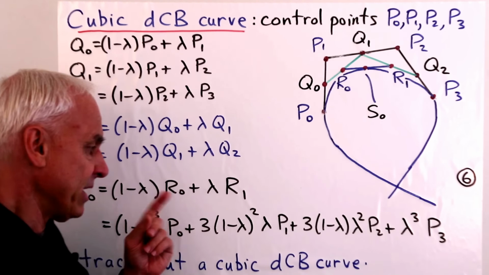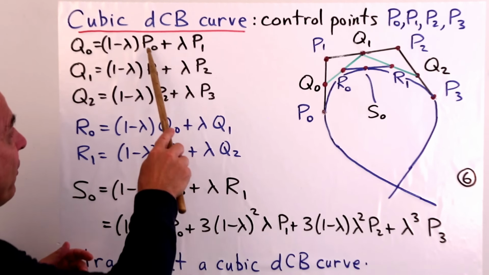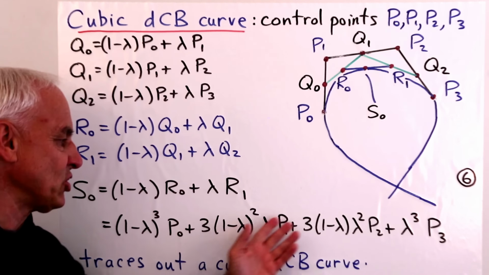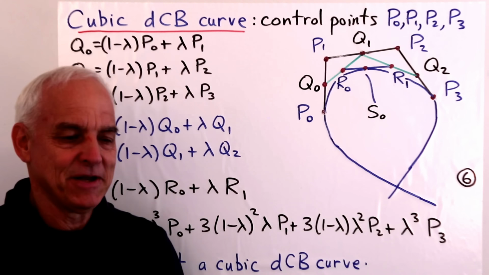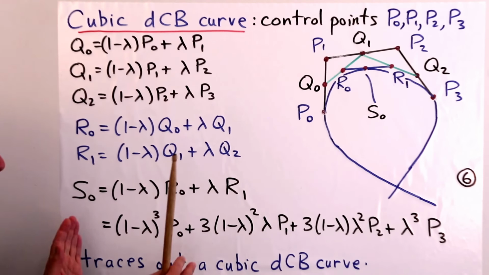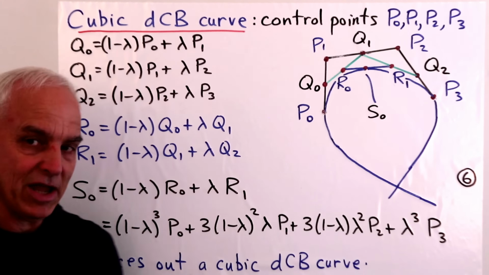Then it's an easy but interesting exercise to unravel this and to express S0 as just a combination of the original 4 control points, P0, P1, P2, and P3. So I urge you to do that. And you'll recognize, I hope, that these are just the constituents that you would get when you expand a binomial expansion. In fact, it's what you get when you expand (1 minus lambda plus lambda) cubed. Decreasing powers of 1 minus lambda, increasing powers of lambda, and some binomial coefficients, in this case 1, 3, 3, 1. So this thing traces out a cubic de Casteljau Bezier curve.